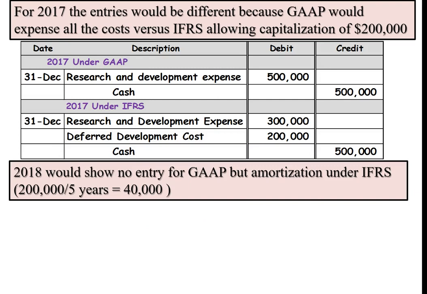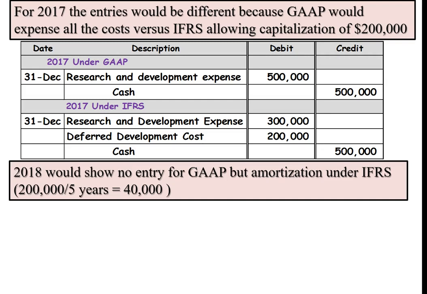So this would be our journal entries for 2017 under GAAP. The whole amount would be expensed, and for the international standard, only $300,000 would be expensed, and the other $200,000 that has been identified as an intangible asset would be capitalized. But we cannot take any amortization because the product has not gone to market yet.